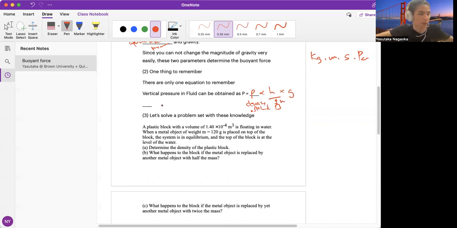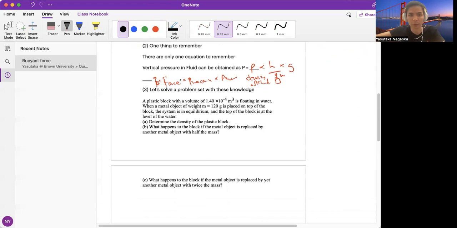And another important equation that you have to know is force equals pressure multiplied by area. So it's pretty simple, and these are all you need to know. So let's solve our problem set with only this knowledge. You should be able to solve this problem.